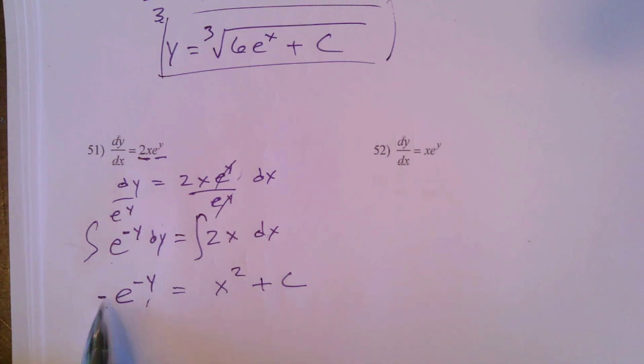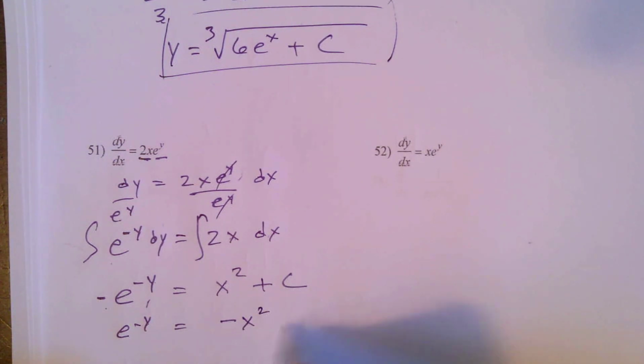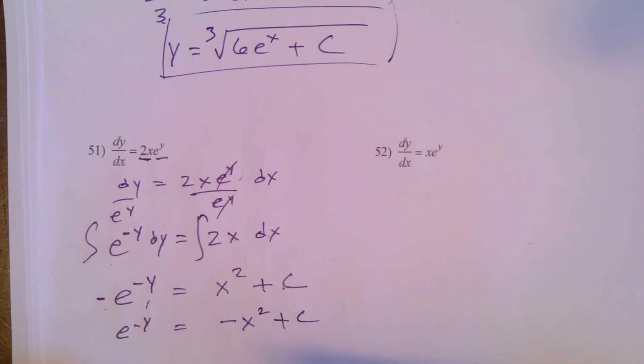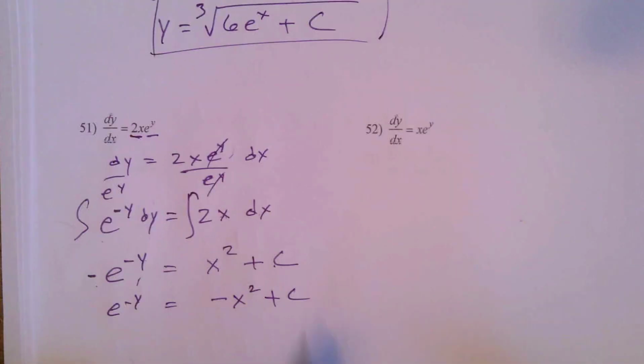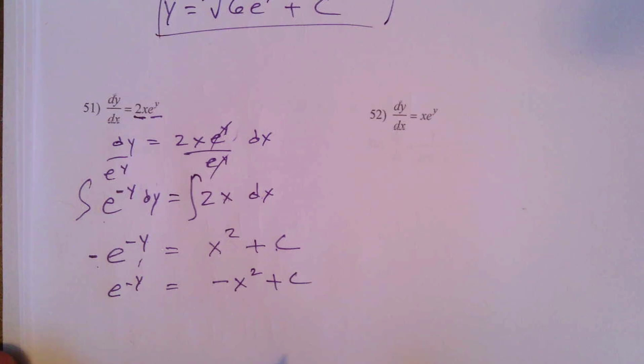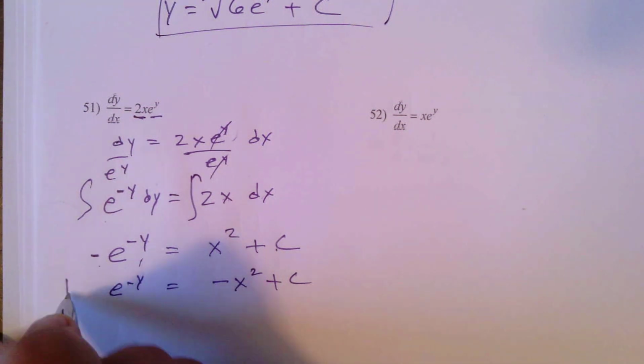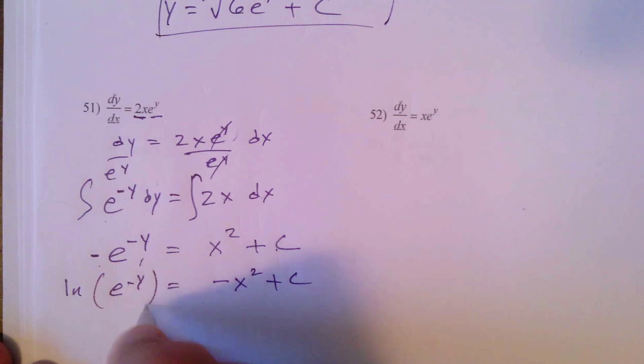And now we have to solve this. So let's get rid of the minus sign first. We have e to the negative y equals negative x squared. And c times the negative, we're still going to write that as plus c, because we don't know if c here is positive or negative. C times something else is still going to be a c. And now we have to do the inverse operation of the exponential. So this is e to the negative y, so we're going to take the natural log of both sides.